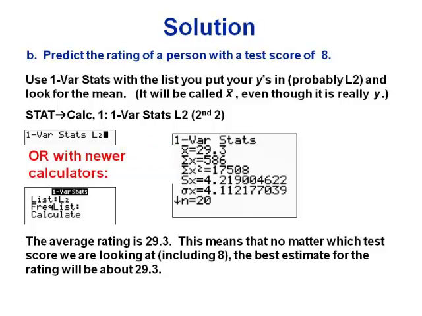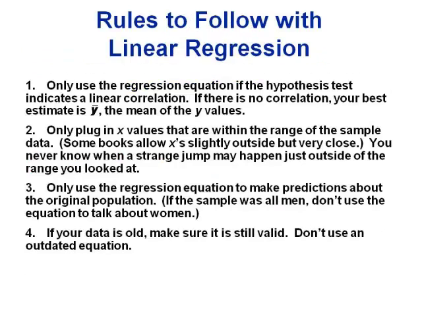In this case, because there is no correlation, the question says predict the rating of a person with a test score of 8. You actually don't use that 8 because there's no correlation to test score, so you can't plug the test score in anywhere. You just say, well, the average rating is 29.3. That's the best estimate that I can give. So that's one example of a time when you want to be careful using that equation.